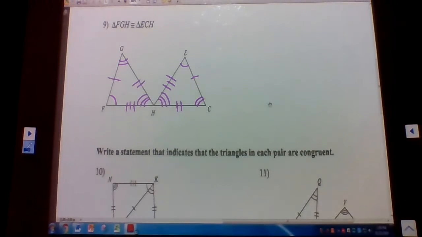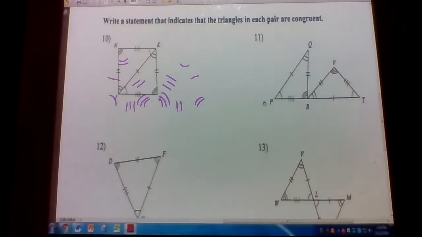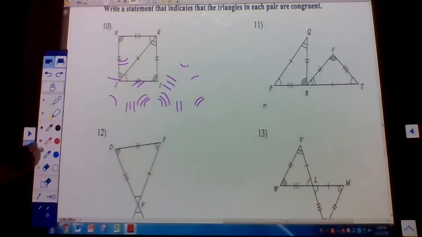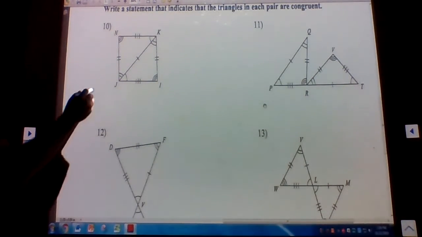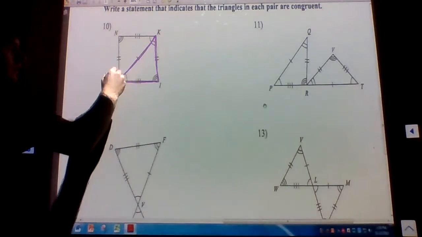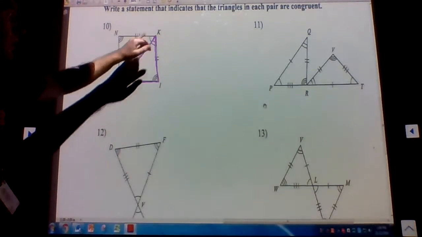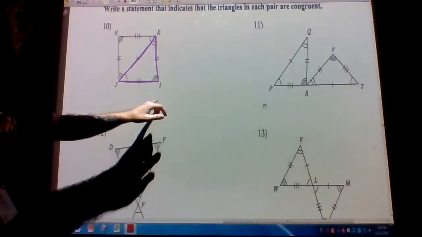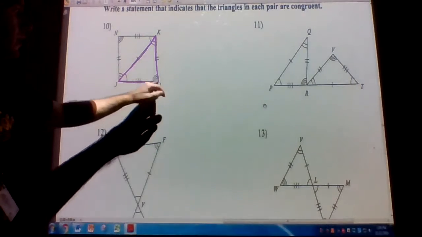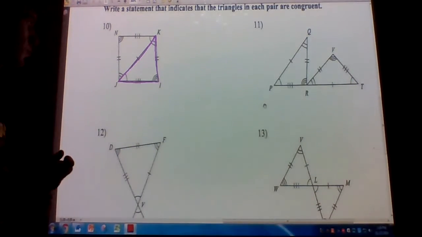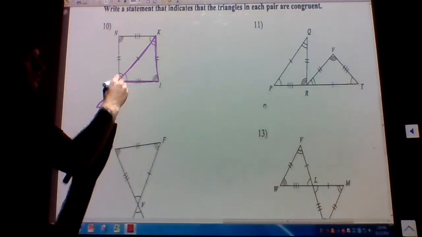Okay, then 10 through 12 is we want to name the congruent triangles using the information we have. So there's 6 different ways we can name one of the triangles. So we can take this triangle right here, name it triangle JIK, triangle JKI, triangle KIJ, triangle KJI. All right, so 6 different ways: JIK, JKI, IJK, IKJ, KJI, KIJ. Point is, there's 6 ways, but you pick one, whatever you want. I'm going to do triangle JKI.